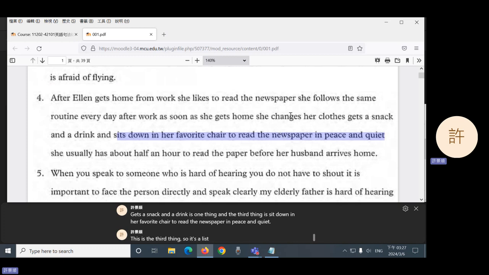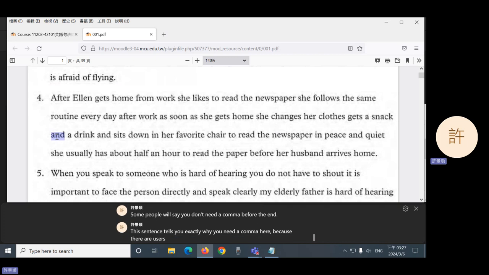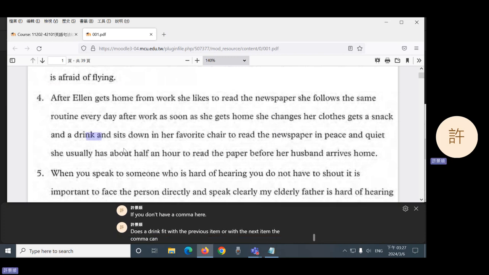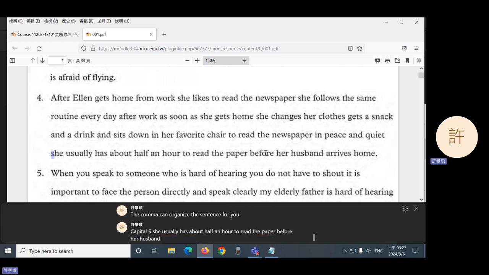So it's a list, A, comma, B, comma, and C. Therefore, you need commas. Some people will say you don't need a comma before the and. This sentence tells you exactly why you need a comma here, because there are uses of and without a comma. If you don't have a comma here, does a drink fit with the previous item or with the next item? The comma can organize the sentence for you. Capital S, she usually has about half an hour to read the paper before her husband arrives home.